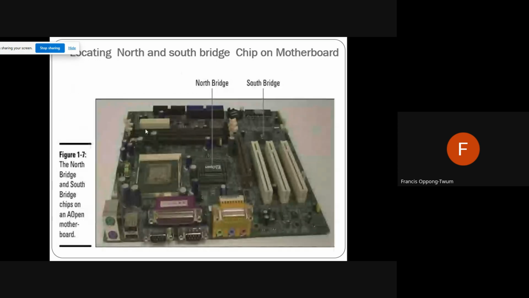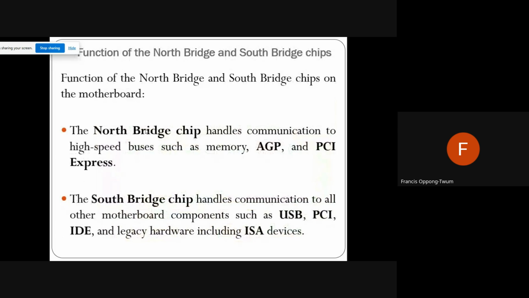If you look at the picture and the motherboard that I've shown, you can see the north bridge and the south bridge on an open motherboard. The north bridge is always closer to the processor. So once you take your computer, the chip that is closer to the processor is regarded as the north bridge chip. And the chip that is far away from the processor, usually beside the PCI slot, is what we call the south bridge chip. Please, let's get to know that.